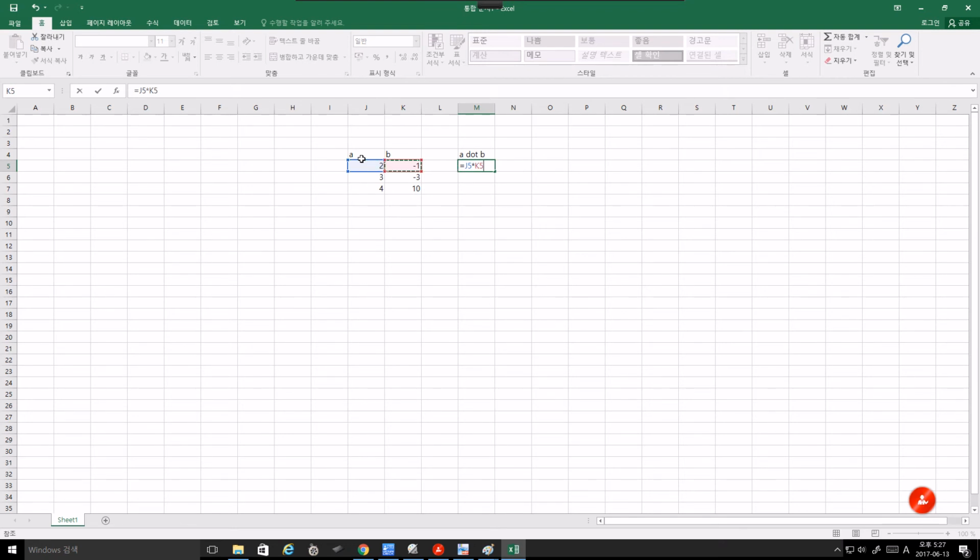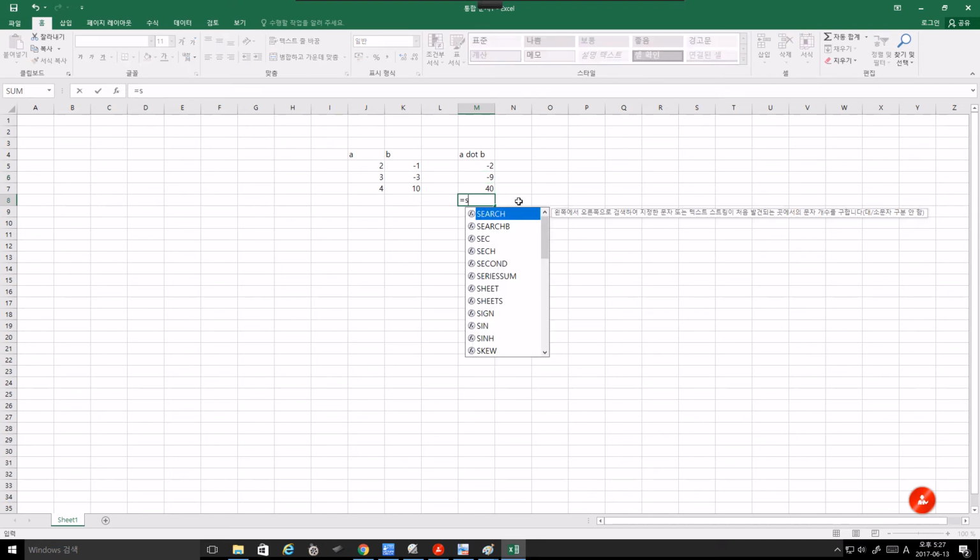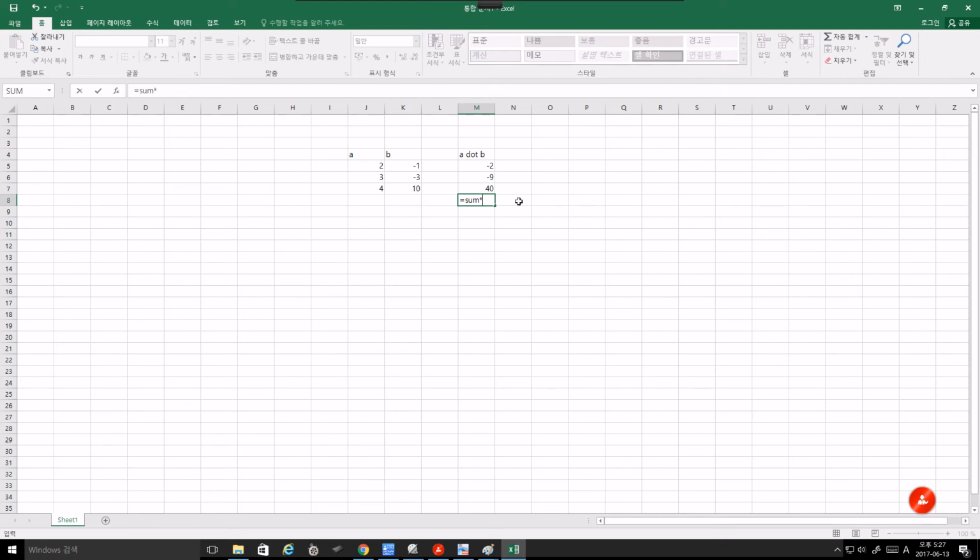this one by this one, and then copy and paste this one. So yeah, this one is minus 2, minus 1, minus 2, 3, minus 3, minus 2, 4, 10, 40. So we have to add them all, sum. So 29 is A dot B. 29 is A dot B.